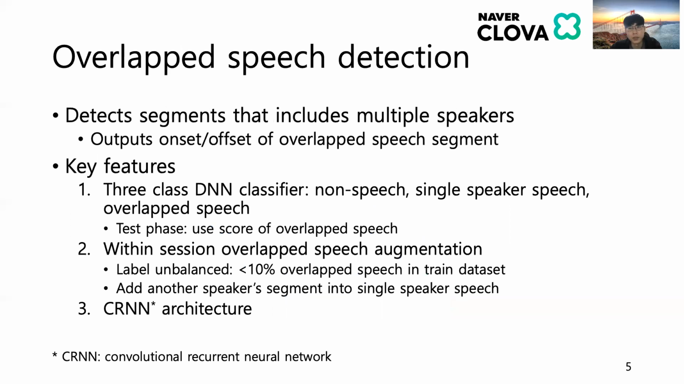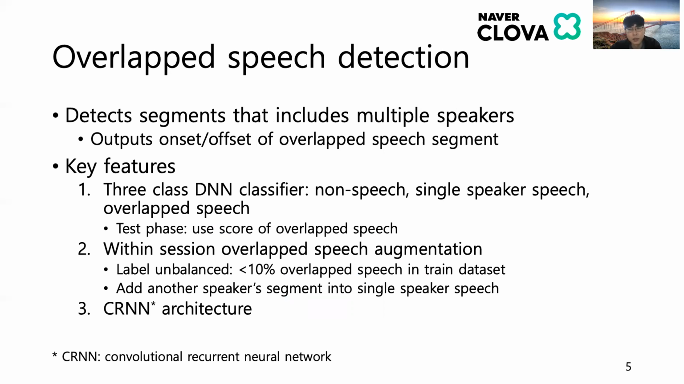Let's start with the overlapped speech detection system. This system finds onset and offset of segments that contain more than one speaker's speech. Our overlapped speech detection system has three features. First, we train the DNN as a three-class classifier, namely non-speech, single-speaker speech, and overlapped speech. In the test phase, we use the output layer's node that indicates overlapped speech.